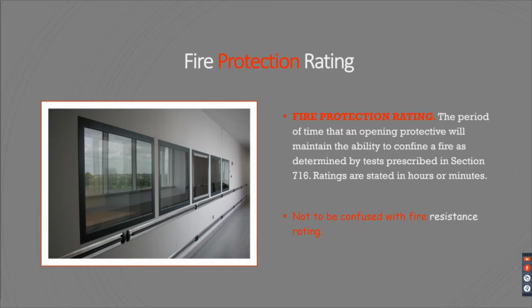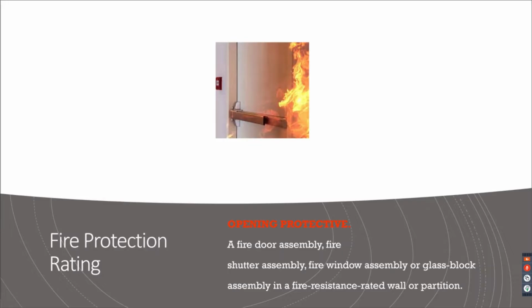So again, just like fire resistance rating, don't confuse the two different things. Fire protection rating, resistance rating. So fire protection rating, right in the definitions, talking about opening protectives. What are those? Opening protectives: a fire door assembly, fire shutter assembly, fire window assembly, or glass block assembly in a fire resistance rated wall or partition.